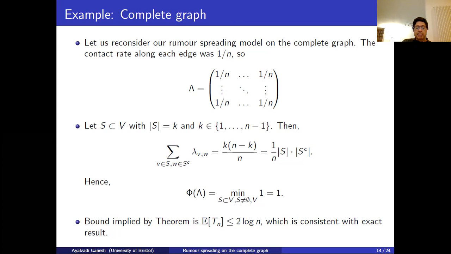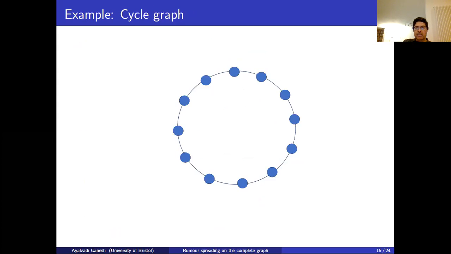Okay, so the theorem turns out to be tight on the complete graph. Let's look at another example. The next example we are going to look at is what's called the cycle graph. So this is n nodes arranged on a ring, and every node is connected to its 2 neighbors on the ring. So one on the left, one on the right.